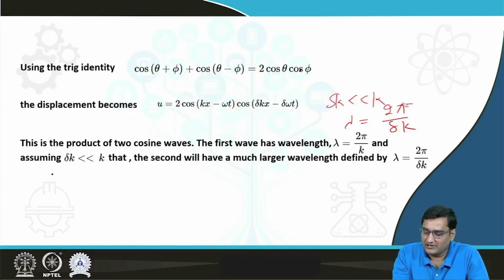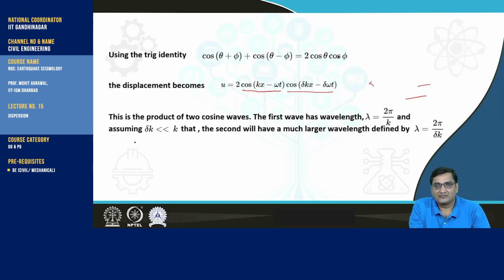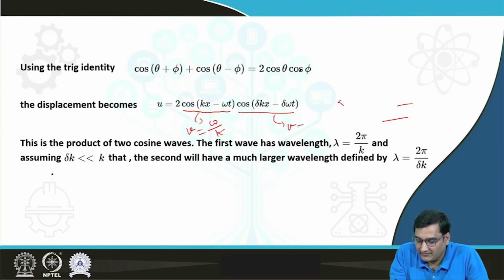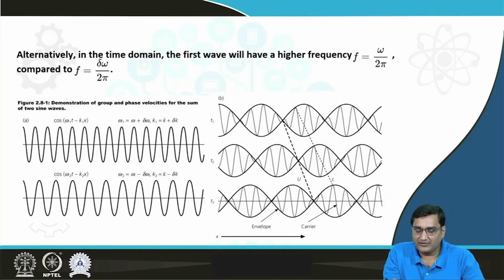You can see this term basically represents the carrier wave, and this term is another harmonic wave that represents the envelope wave. The velocity of this carrier wave will be omega by k, and the velocity of this envelope wave, v, will be equal to delta omega by delta k. Now let's look at the graphical representation of these two waves.